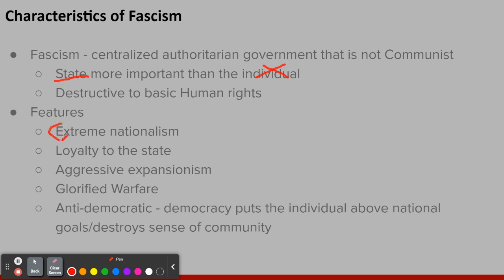The features: extreme nationalism is number one. A fascist will always be very, very nationalist toward their country, whether it's Germany, Italy, whatever. They're very loyal to their government. They have aggressive expansionism. Fascists want to expand their country. They want to take over land and areas. So that's why they focus on the military. As such, they glorify warfare. They think war makes a country strong. They want their nation to go to war. And fascists hate democracy. They say that democracy puts the individual above the nation. So democracy destroys your nationalism in your country. So think of fascism as a different way to look at government as opposed to a communist way or a democratic way. It is more of a combo of the two, but again, it's very violent and very, very destructive to human rights.